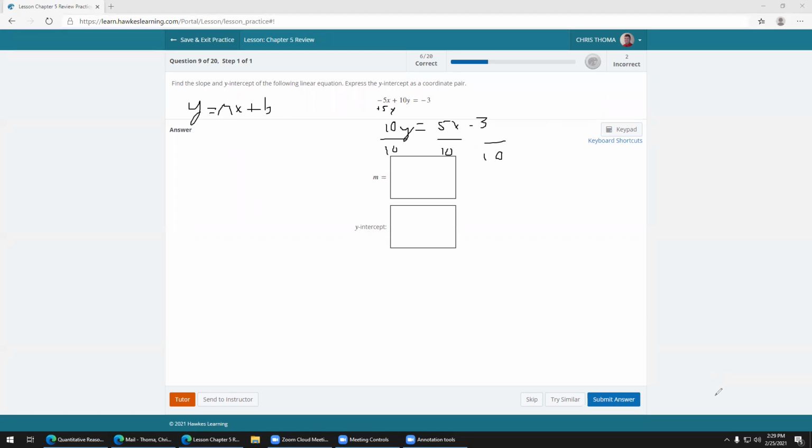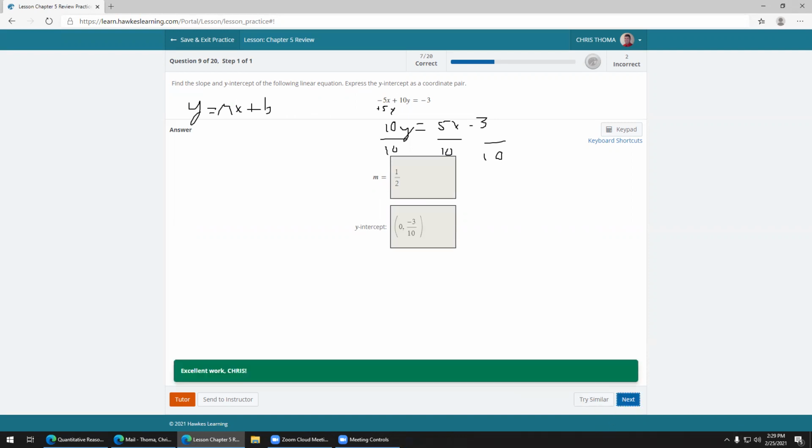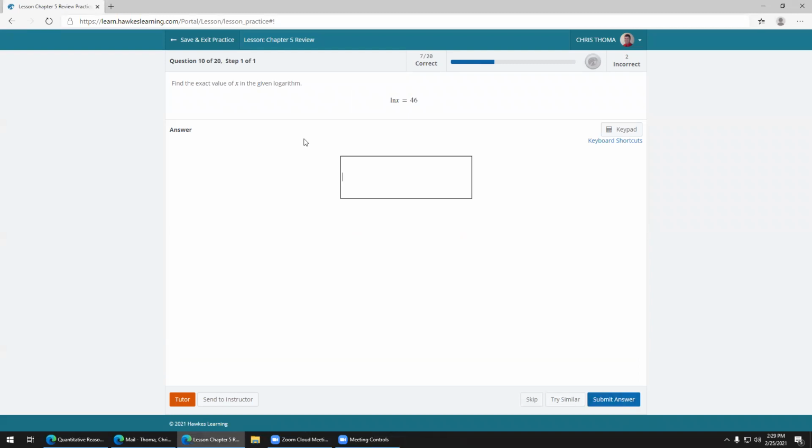Make sure you simplify, type in the numbers that you get, right? So I get 1/2, because 5 over 10 is 1/2. Again, I'm not going to do all the homeworks, but I'll do this one because I want to reiterate 0, comma, -3 over 10. So solve, if it's not in y equals mx plus b form, put it into y equals mx plus b form. Find the exact value of the given logarithmic.